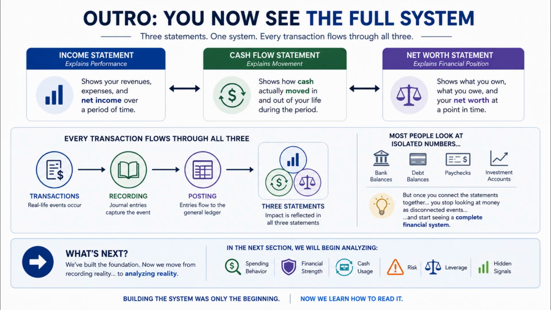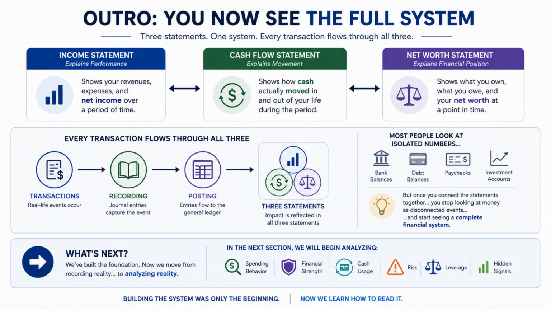So now you can finally see the full system. Your income statement explains performance. The ending value, net income, becomes the beginning value in your cash flow statement. Your cash flow statement explains movement of cash and directionally into the three buckets of daily activities, investing and financing activities. That ending cash value ends up in your net worth statement as the ending value of your cash. And your net worth statement explains your financial position. And every transaction flows through all three simultaneously. This is the foundation modern accounting and finance are built on.